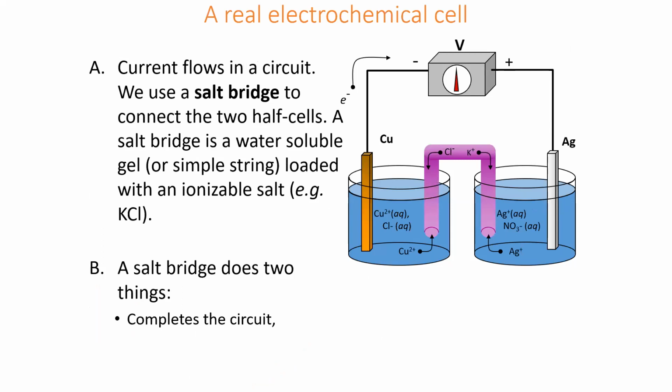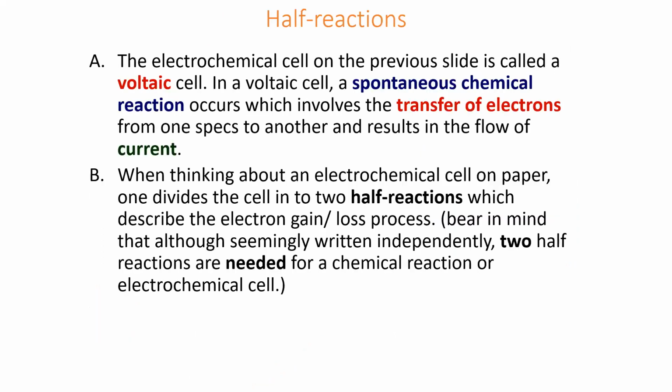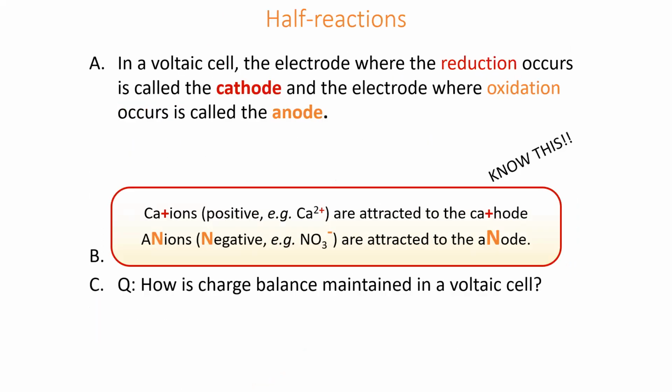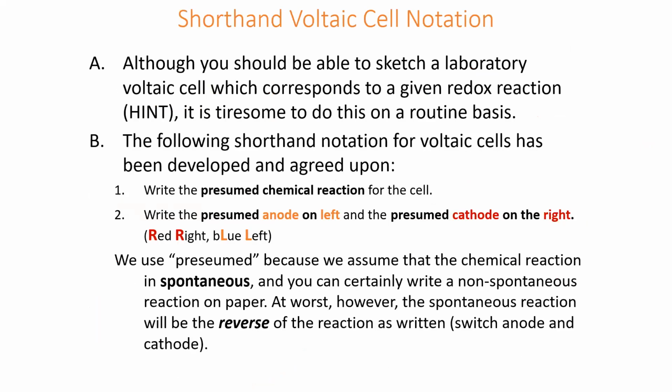Nothing happens. Got our salt bridge in there. There you go. It even says know this. Which ones are attracted to the cathode? Cations are attracted to the cathode, which means that anions are attracted to the anode. And the anode is going to be on the left, and the cathode is going to be on the right. That's alphabetical order.